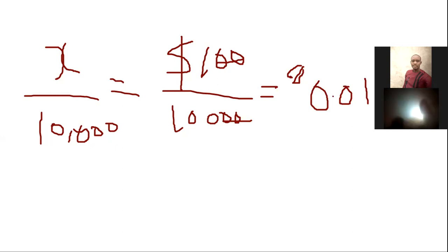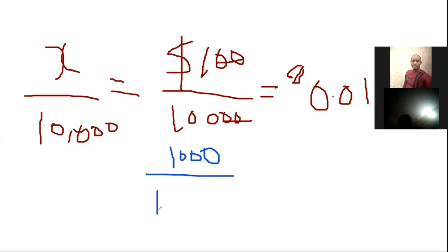It's very simple mathematics. It means I'll come here and say $1,000 divided by $10,000. Zeros cancel zeros. 1 divided by 10 is what? 0.1.